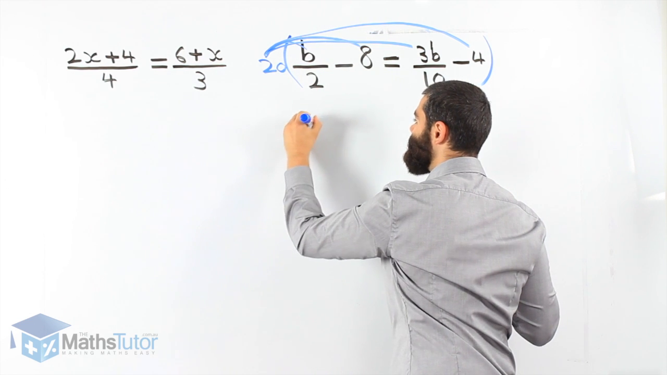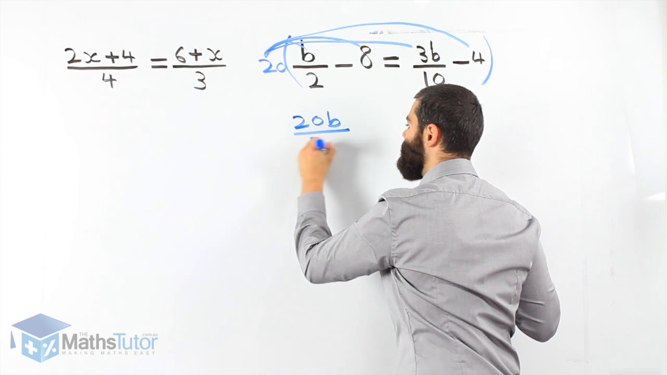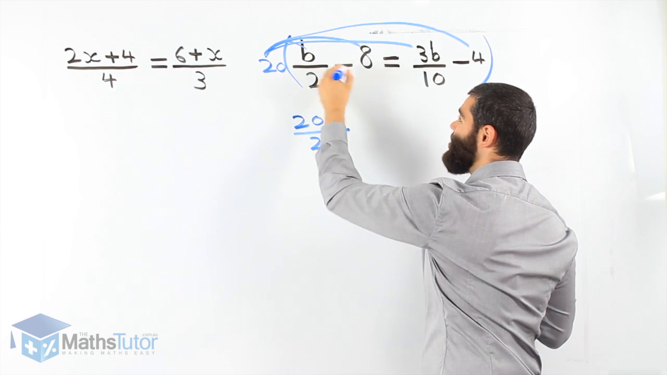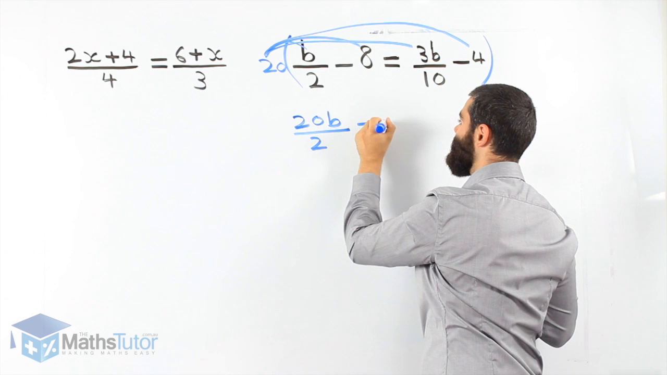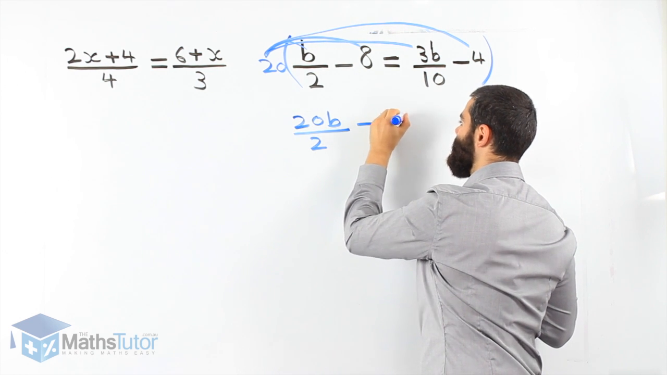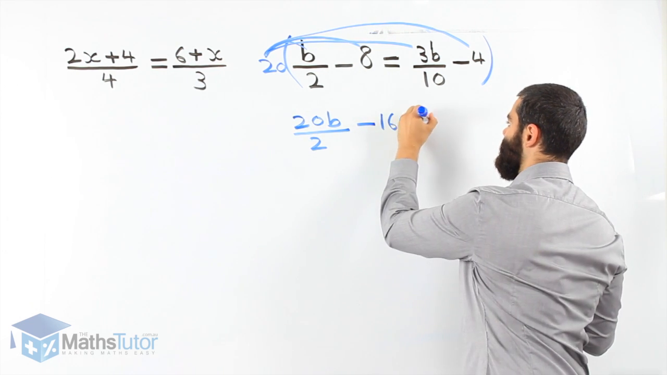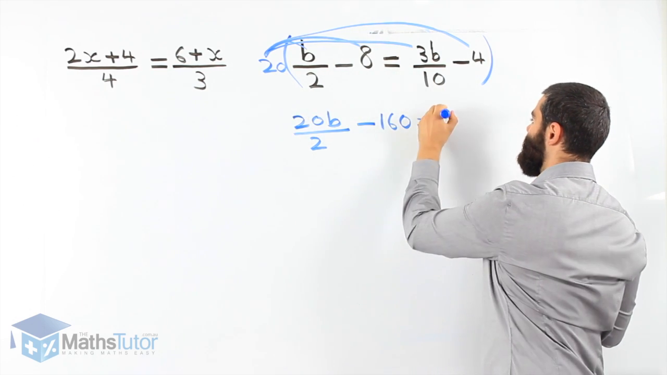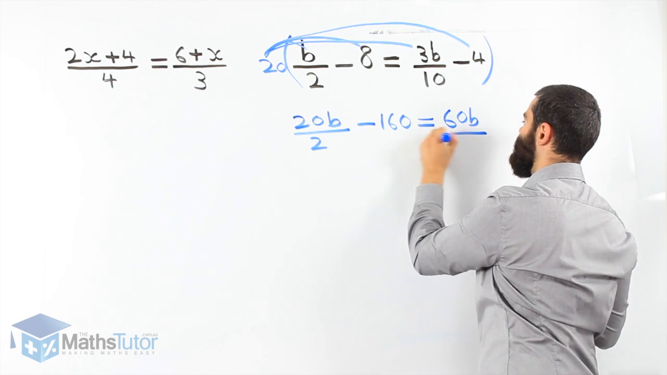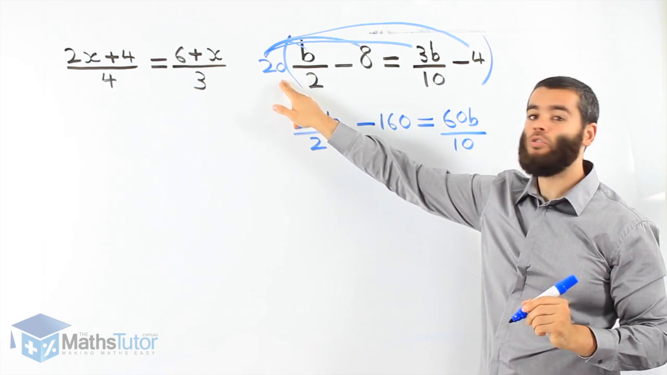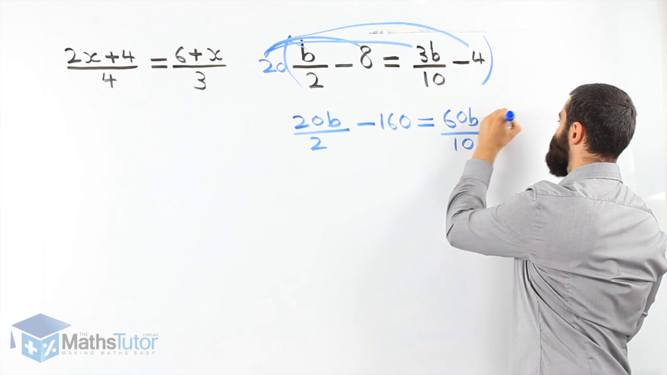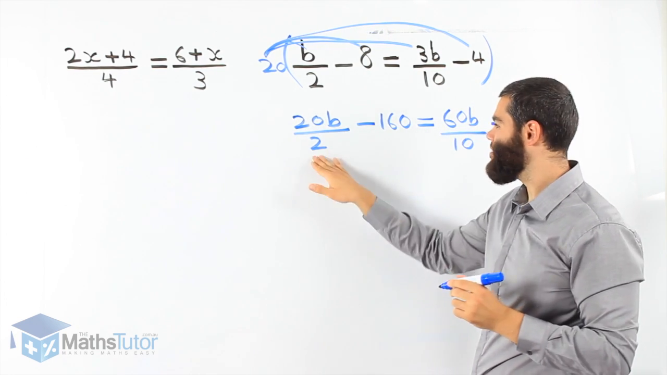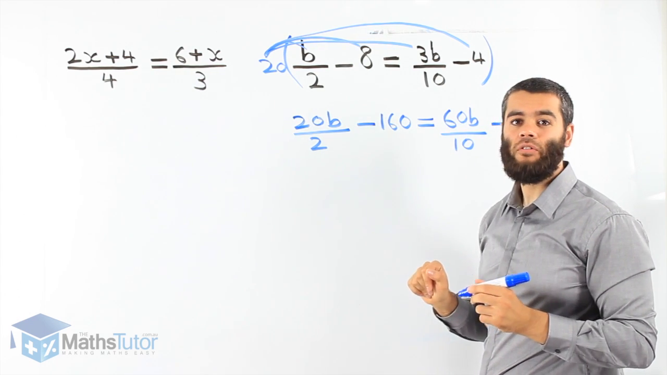20b over 2 minus 20 times negative 8 is minus 160, equals 20 times 3b, 60b over 10, and 20 times negative 4 minus 80. Now we want to eliminate and divide to get rid of the denominators.